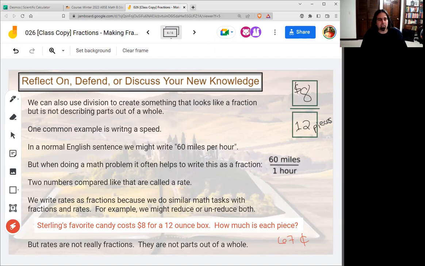We'll get back to rates again next term. That's a Math C topic. But you deserve to see that this is how life works. Officially, a fraction is parts out of the whole, but we also use fraction writing, fraction notation, for things that aren't fractions, and that's okay.